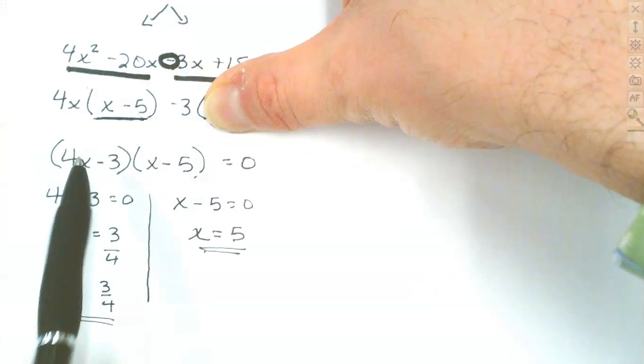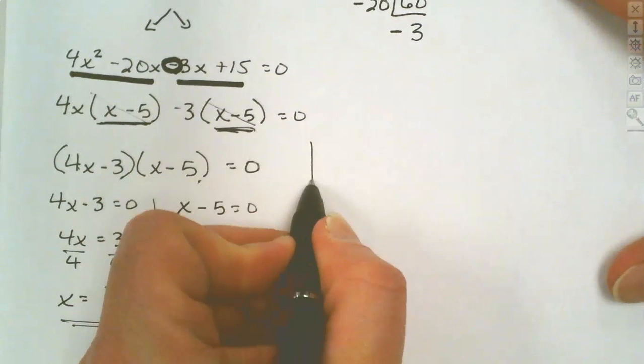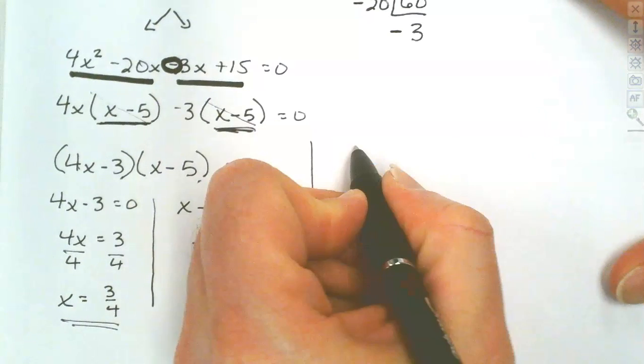And so when you do your check, you'll plug it back into the original problem with the square roots. Now, if you have a fraction, you're going to use a decimal. One or two decimal places is more than enough on these square roots. So we've got our possible solutions. Now let's go ahead and check them.